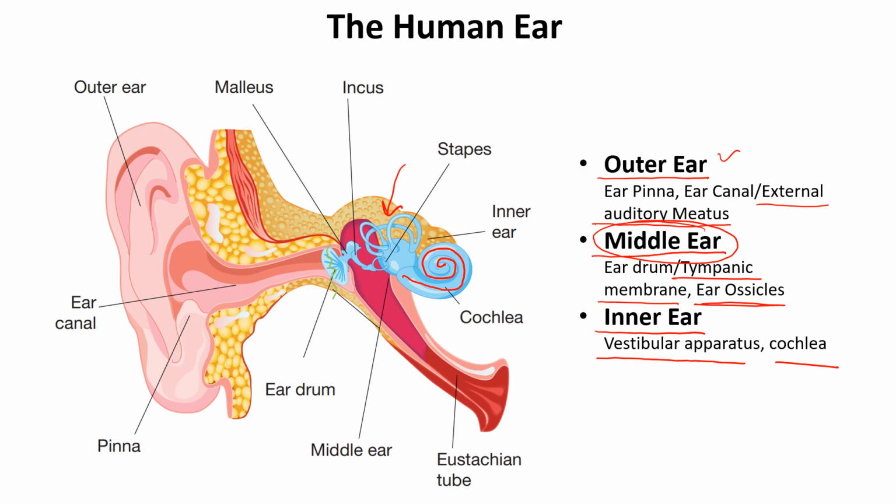Now the middle ear is connected to the pharynx via a tube-like structure that is known as the eustachian tube. So this eustachian tube is connected to the pharynx, and this helps in maintaining the air pressure on both sides of the tympanic membrane. So let's say the pressure on this side of the tympanic membrane is maintained equal to this side of the tympanic membrane.